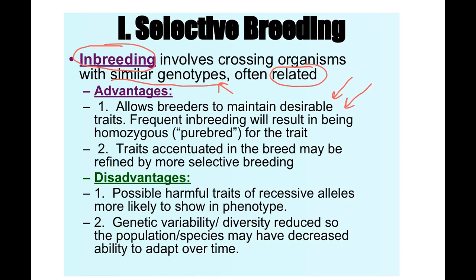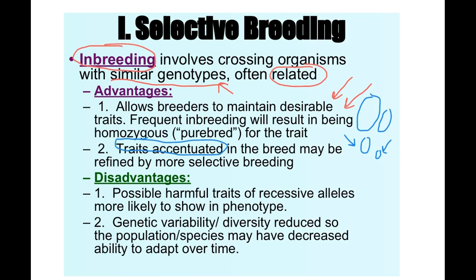Another advantage is that the traits can actually be accentuated or enhanced over time. For example, for dogs, poodles are a pretty big dog. Let's pretend that circle's a dog, a poodle. Well, if you keep breeding the smallest puppies you got, they can keep getting smaller and smaller. Next thing you know, you have what's called a toy poodle, which is a pretty small poodle. But they kept breeding even smaller and smaller, and then you end up with what's called a teacup poodle.